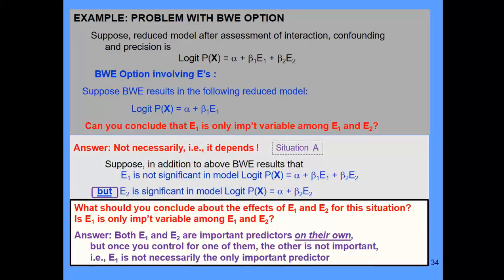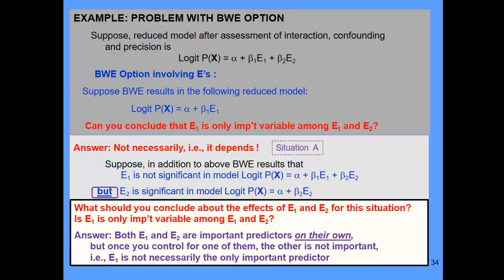And I'm saying, my answer would be both E1 and E2 are important predictors on their own, but once you control for one of them, the other is not important. E1 is not necessarily the only important predictor. Now, do you agree with me on that? I'm saying if you don't look at the individual contribution of a variable without considering the other, you're not even going to see that. And if you just do backward elimination, you're not going to see that. Okay? I don't know if you follow what I'm saying.